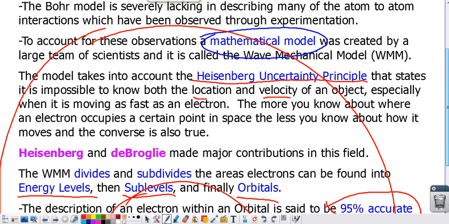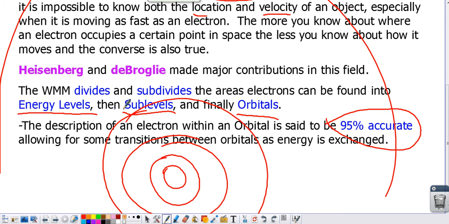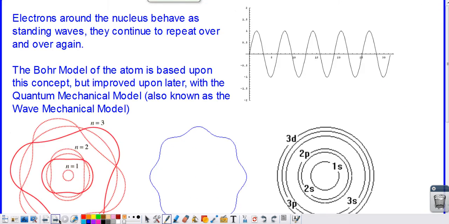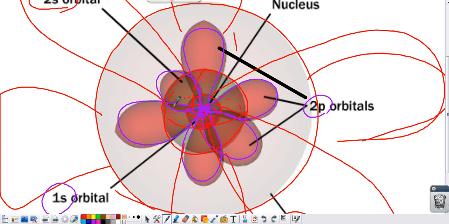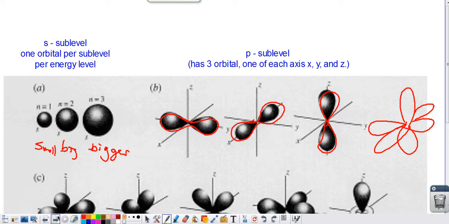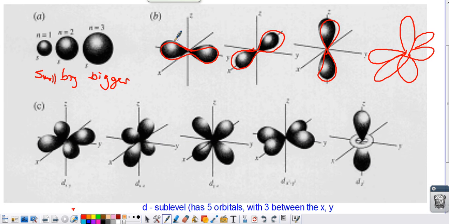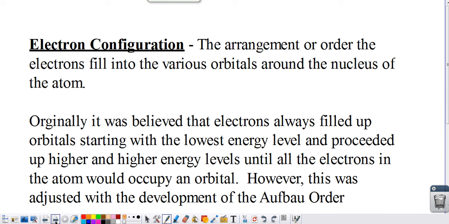And we got into the wave mechanical model, and we talked about energy levels, sublevels, and orbitals. And we started looking at crazy pictures, and these pictures represent the different sublevels. The S sublevel is spherically shaped, the P sublevel kind of looks like a peanut, and the D is really complicated. And we hopped to electron configurations.